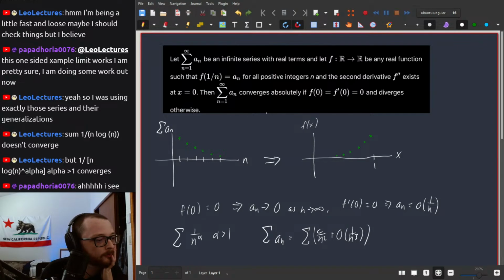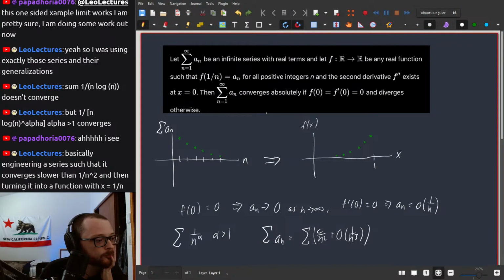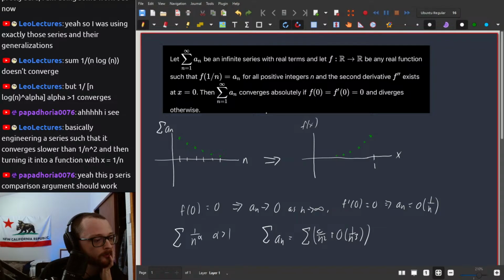Let's say those series in the generalization. The sum of 1 over n log n does not converge. 1 over n log n to the alpha for alpha greater than 1 converges. That makes sense. You can do a comparison, right? I think a comparison works. Engineering a series that converges slower than 1 over n squared, turning into a function with x equals 1 over n. Okay.